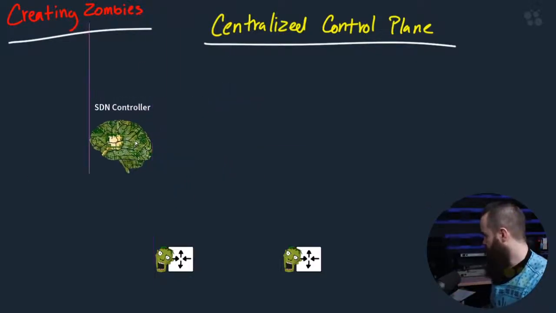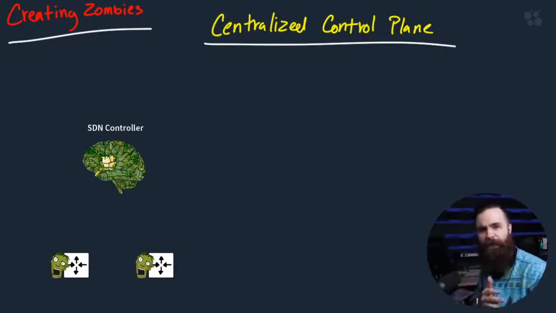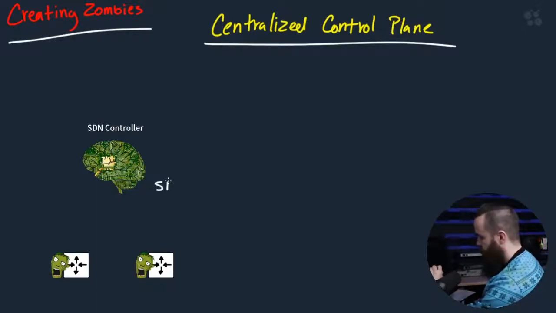I want to scoot this stuff over so we have some more room. Get over here, zombies. So how does this software-defined networking controller, this SDN controller, control its zombies or network devices? Well, it does it via an interface. Now, not an interface you might think, not like Fast Ethernet 1 or Gigabit Interface 2, whatever. It's more of a software interface. We call those SBIs, a southbound interface.